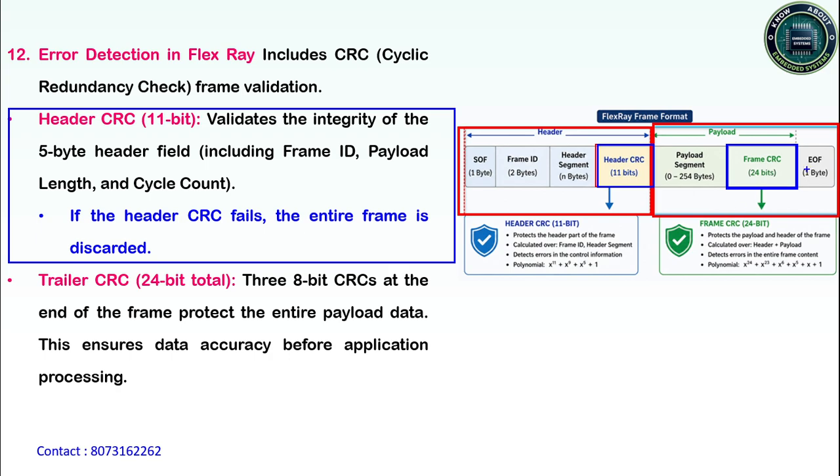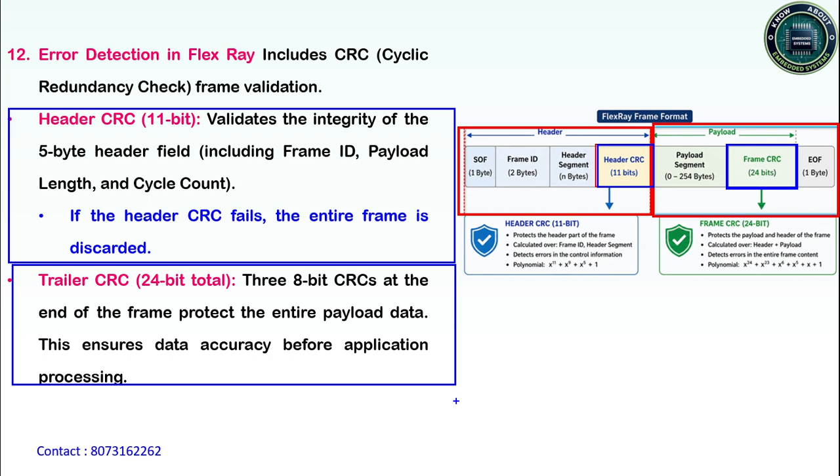And the second thing is the frame CRC. For the frame CRC, you can see a 24-bit CRC or 24-bit checksum is used. It's also called the trailer CRC. With the help of this, we verify your data frame and the data integrity, whether the data is corrupted or not. That part we check in the frame CRC. Okay, so this is the data integrity and error detection mechanism in the case of FlexRay.